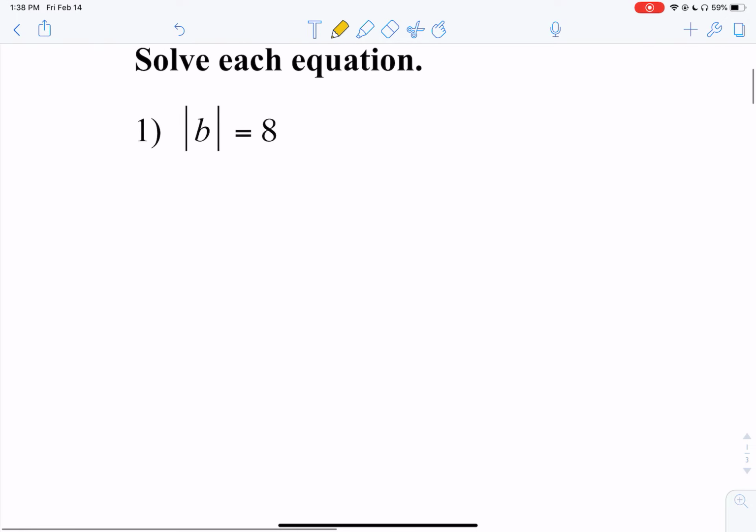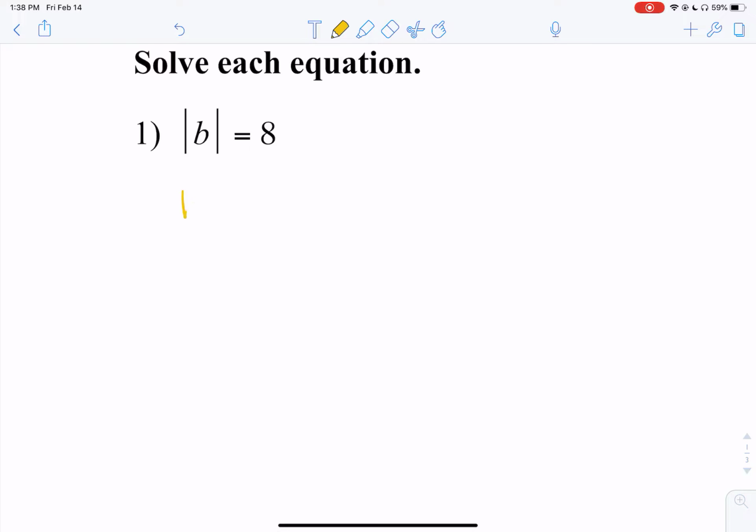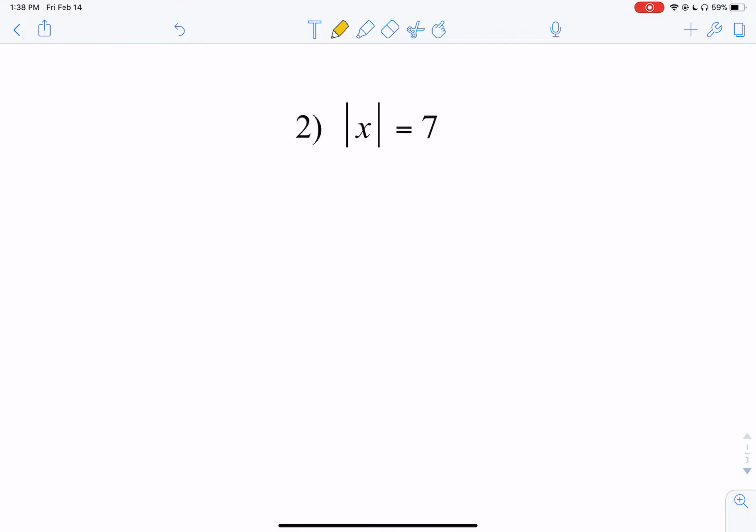So, for the first problem right here, we have the absolute value of b equals 8. To get the solution of this, that means that the value of b would have to equal positive 8, or the value of b would have to equal negative 8. So, your solution for problem number 1 is going to be that. For number 2, you basically do the same thing. The solution for this would be positive 7, and the other solution would be negative 7.